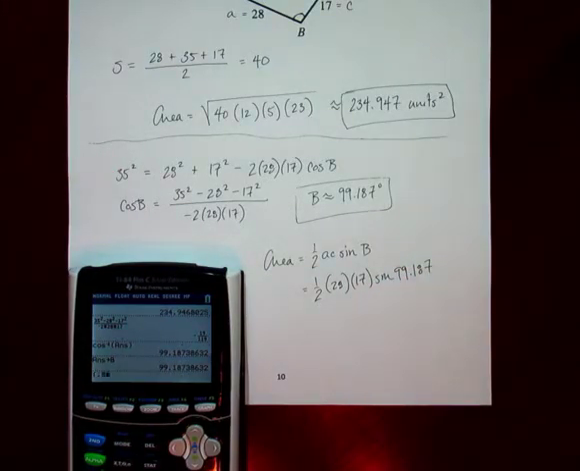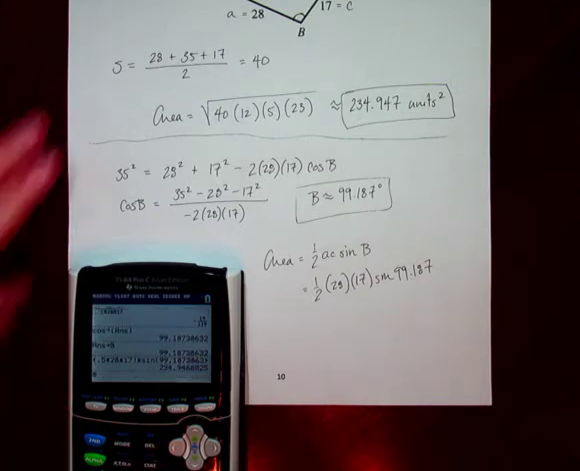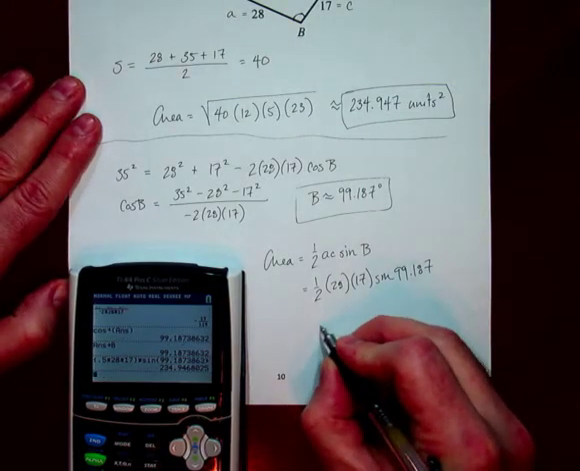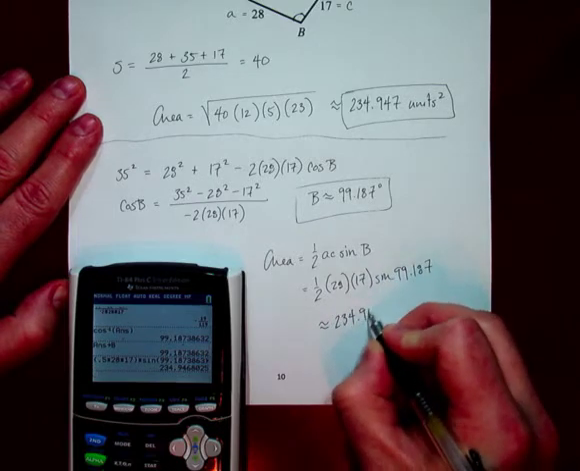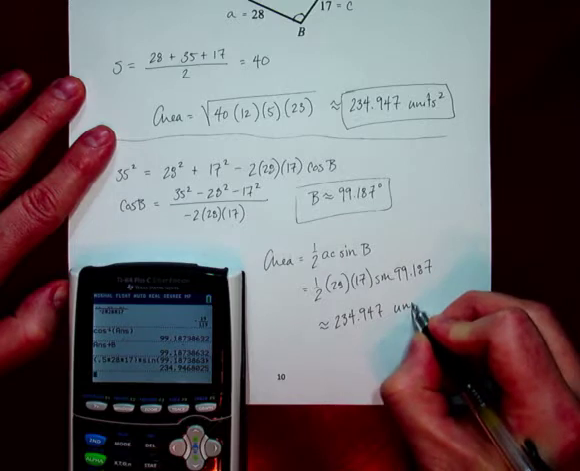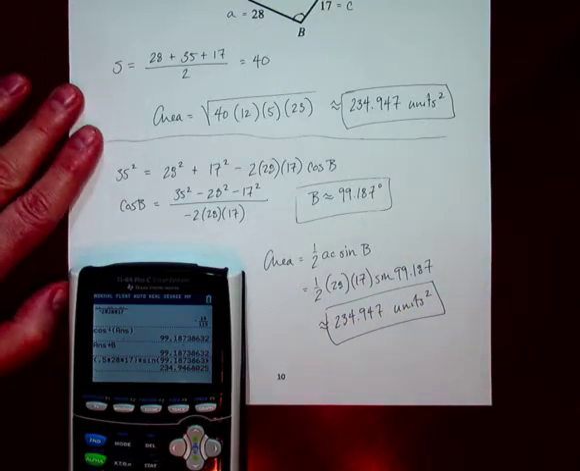Well, let's go ahead and do that. We have 0.5 times 28 times 17, times sine of that value right there, and we wind up getting, oh my gosh, will you look at that, 234.947 units squared. Same answer. Okay, either way.